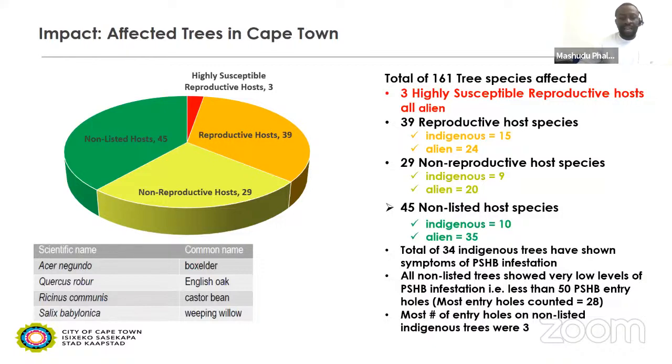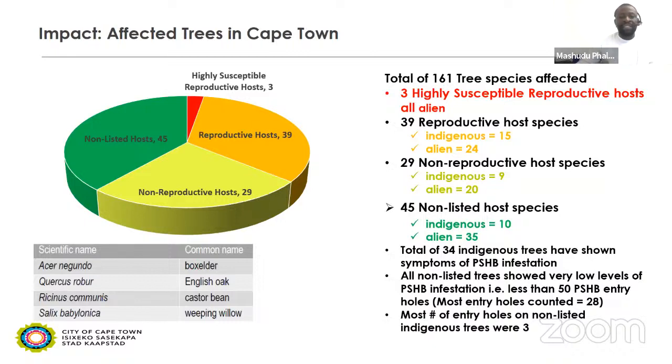What is interesting is that we have found an additional 45 species that are not listed as possible or potential host trees of PSHB that are being attacked in the city of Cape Town. And 10 of those are indigenous trees, meaning that to date, we have about 34 different tree species in which we have observed the presence, or at least the symptoms, of PSHB.